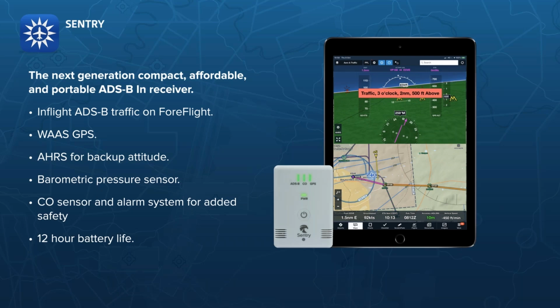The Sentry provides vast GPS information from at least 3 independent GPS providers in parallel. The Sentry provides AHRS for backup attitude in synthetic vision, a barometric pressure sensor, and a carbon monoxide sensor and alarm system for added flight safety.